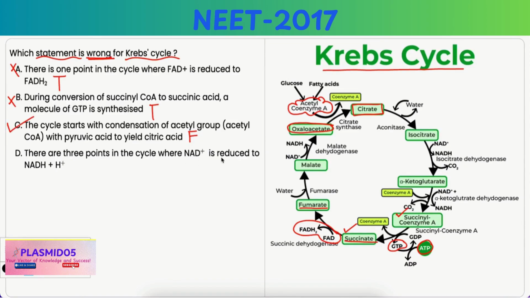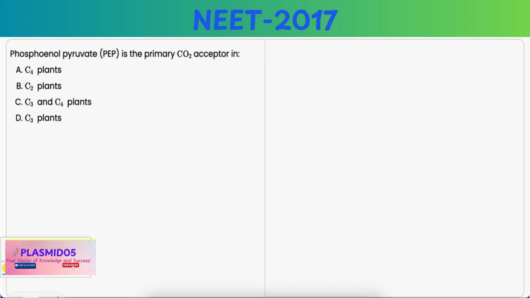Option D, there are 3 points in the cycle where NAD is reduced to NAD plus and H plus. Now, this is also true. This happens during the conversion of isocitric acid to alpha ketoglutaric acid and during the conversion of alpha ketoglutaric acid to succinyl-CoA, and finally during the conversion of malic acid to oxaloacetic acid. Hence, it is also incorrect option.